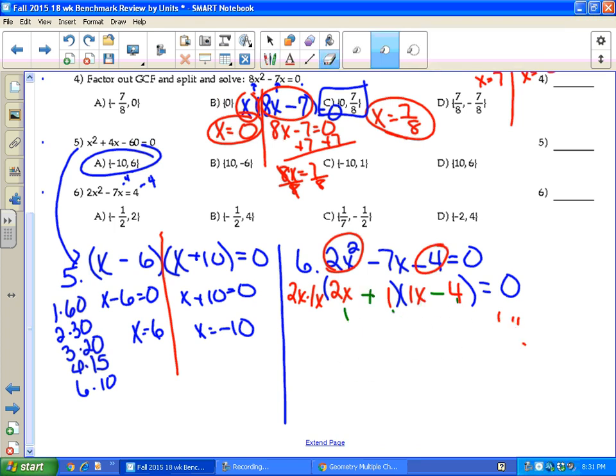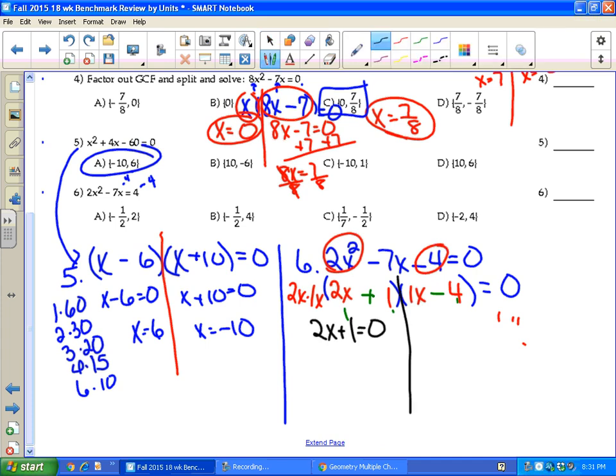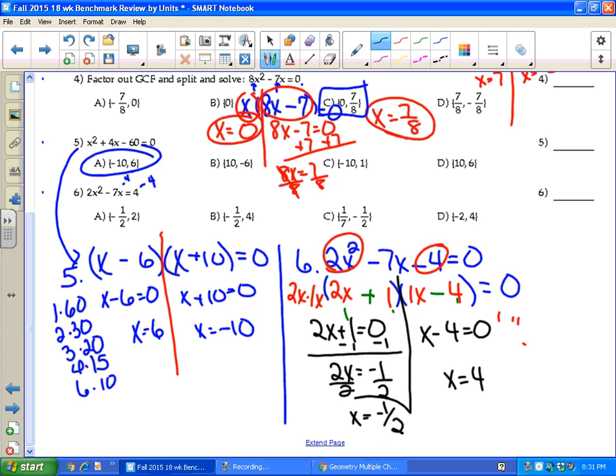Now that I've got it factored, now I'm going to split and solve. 2x plus 1 parenthesis, that could equal 0, or x minus 4, that could equal 0. This one's easy. I know that's going to be x is positive 4. Here I'm going to have to do a little work because I don't see it as easy. 2x is equal to negative 1. Dividing by 2, x is equal to negative 1/2. So I did get a fraction. Negative 1/2 and positive 4. Negative 1/2 and positive 4 is choice B.